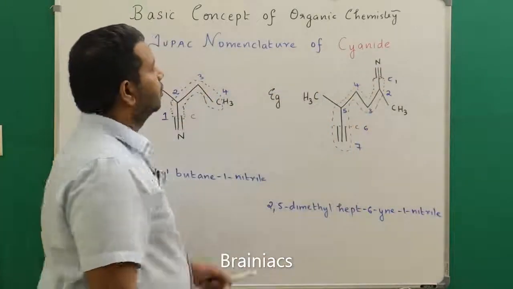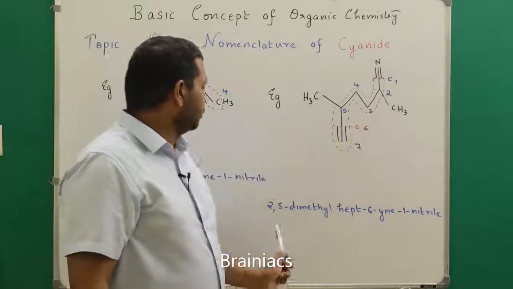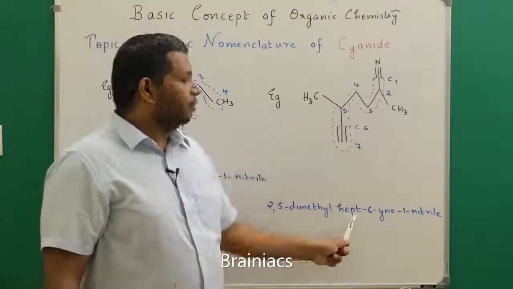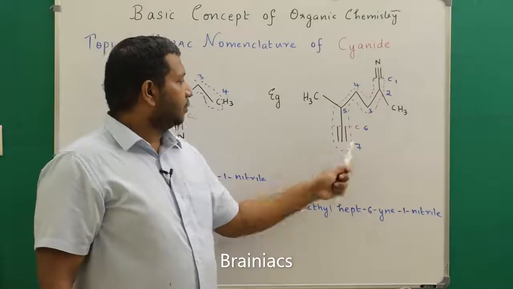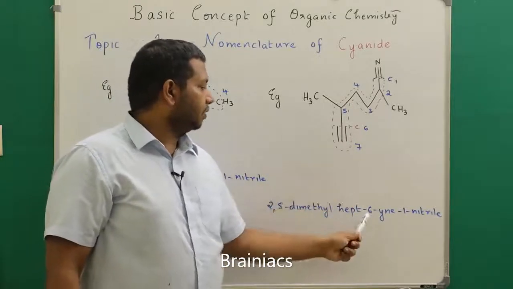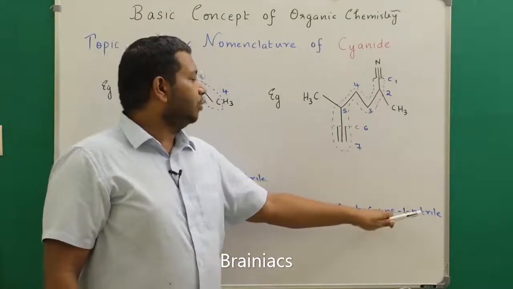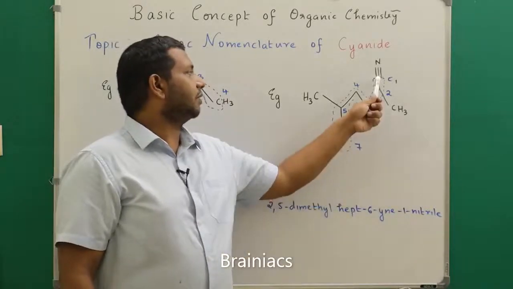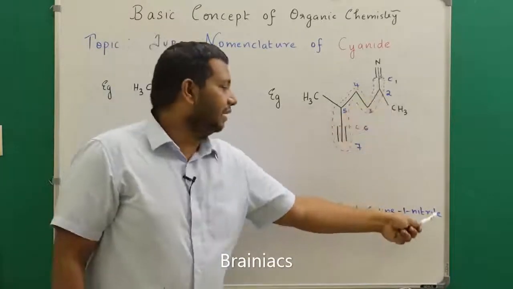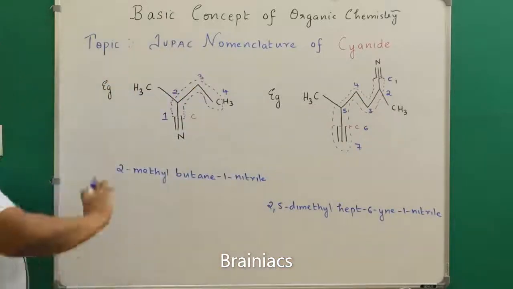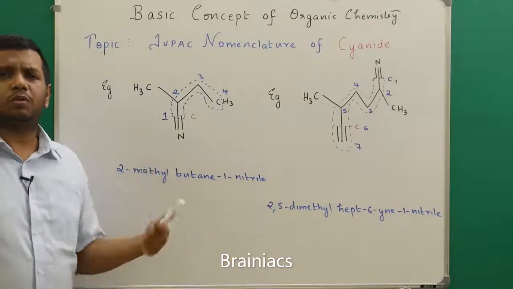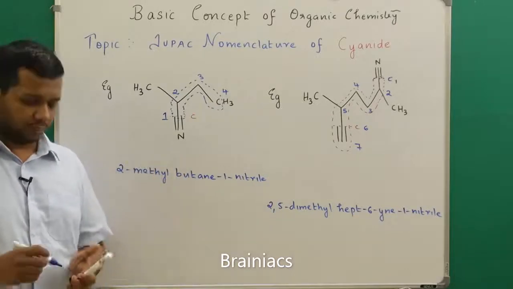Correct? So fifth position and second position substituents, so 2,5 dimethyl, 7 carbon atoms, so we use the term hept. Sixth position there is triple bond, so hept-6-yne. Then why am I using e? Because nitrile is the functional group. First position there is the secondary suffix, that is nitrile. I hope you understood how to do the naming for this type of compounds. So we will do 2 more questions and we will go to the next functional group.